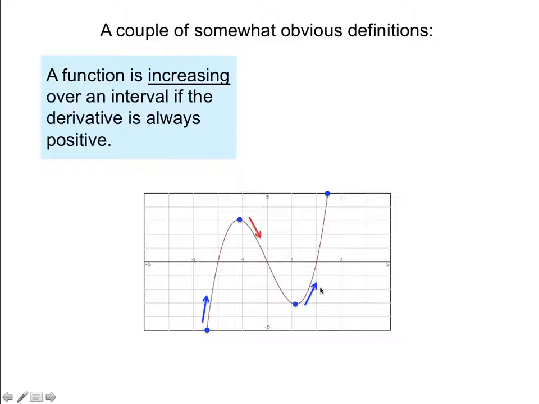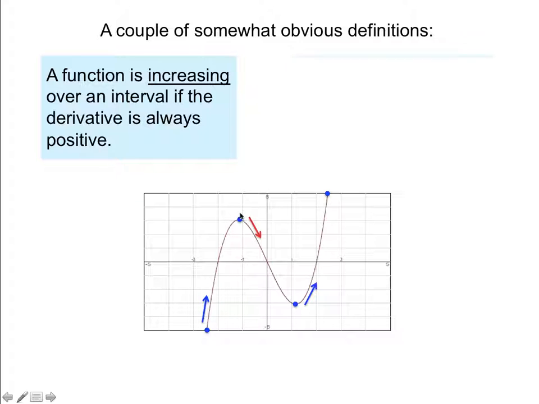If you also notice, though, if we look at the derivative values in those two regions, the derivative is positive. So a function is increasing over an interval if the derivative is always positive. So that's kind of what we're getting out of it, is increasing functions have positive derivatives.